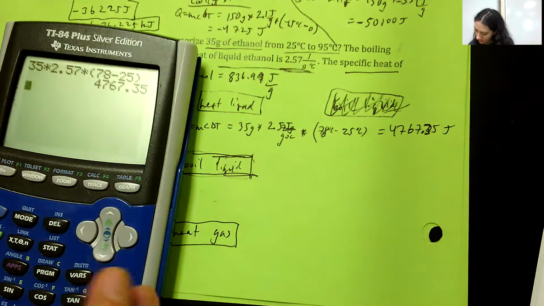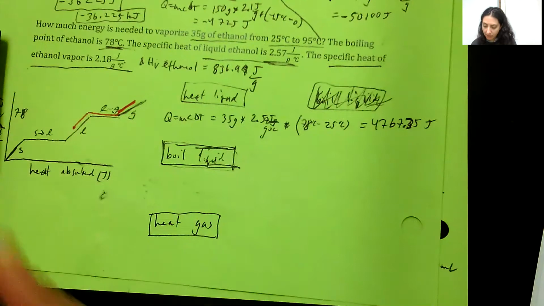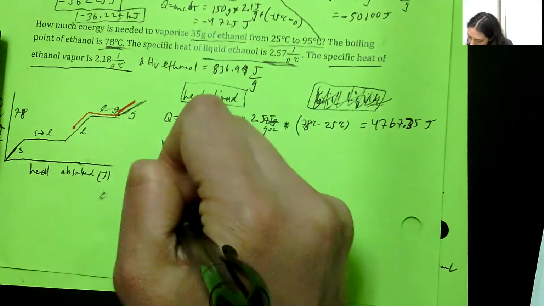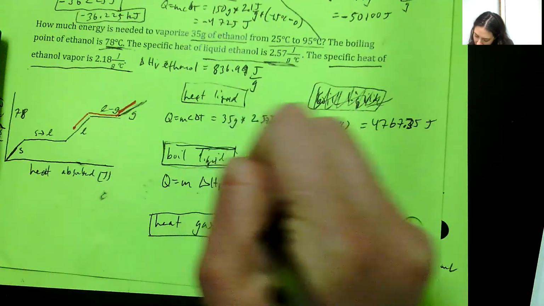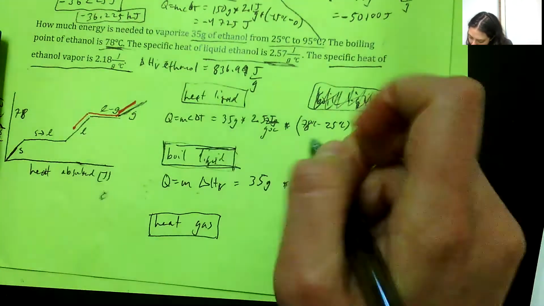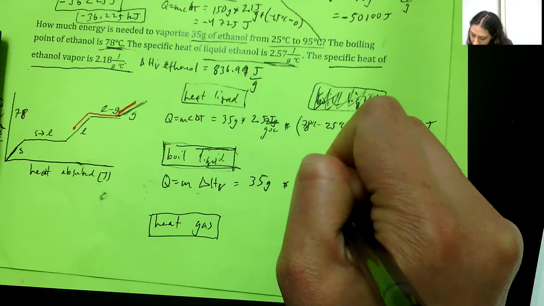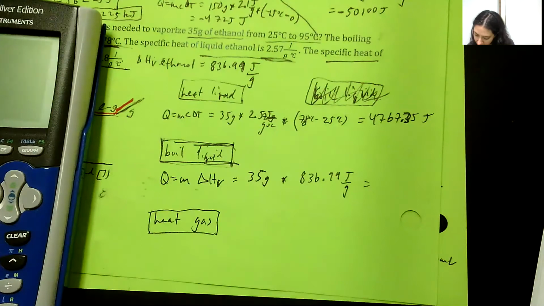So that's how much energy we're going to have to add just to heat the ethanol up to its boiling point. The next step is we need to boil the liquid. With boiling liquid, we're using the heat of vaporization. So that's going to be Q equals m times the heat of vaporization. That's 35 grams times the heat of vaporization, which I just calculated was 836.99 joules per gram. So we just need to multiply those two numbers together. And this again represents the phase change, no temperature change, just a phase change.